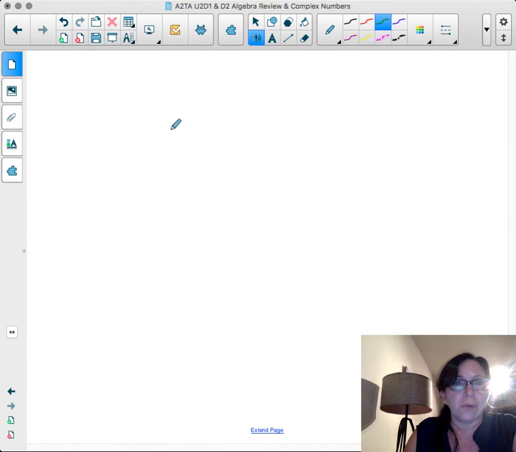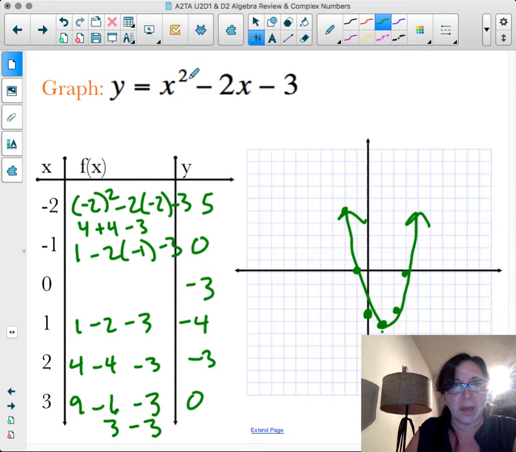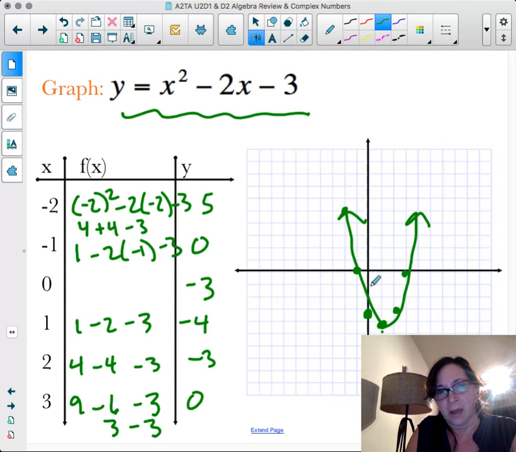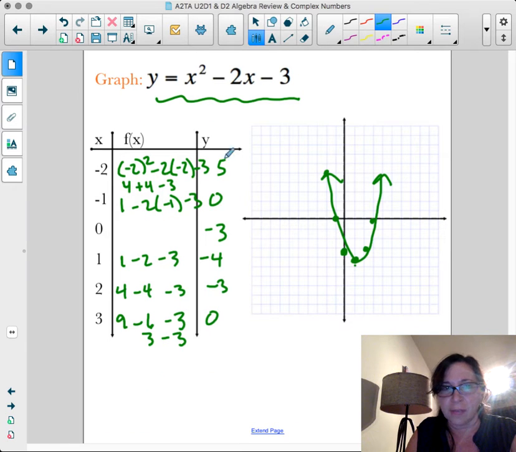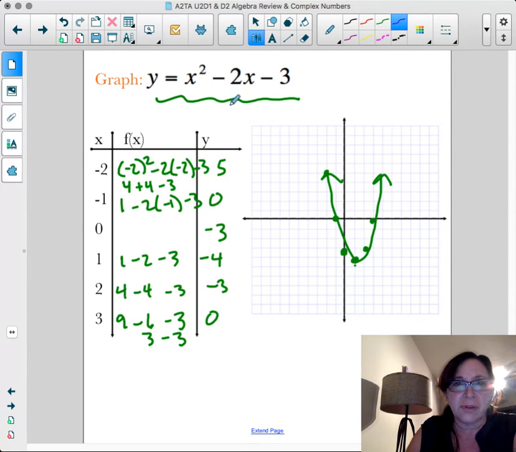Okay, so that concludes what we did on day 2. Just keep in mind, this problem just says graph. I wasn't specific as far as finding the vertex or finding any x-intercepts. If I asked you to find the vertex, note that I could do that by completing the square.